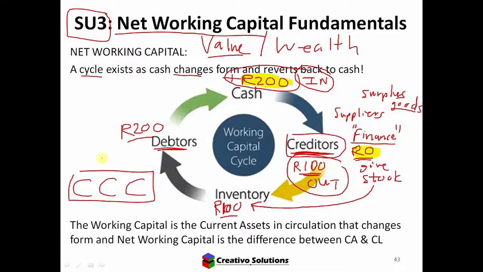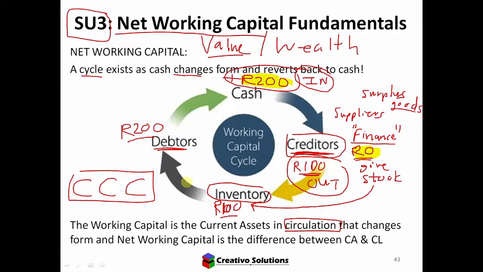Cash will be converted into inventory. Inventory will be used to sell. The sales will be collected, and then that cash will be used to pay off your suppliers. Do you see how the cycle works? Yes. Right, it's basically how money is circulated in the actual business.